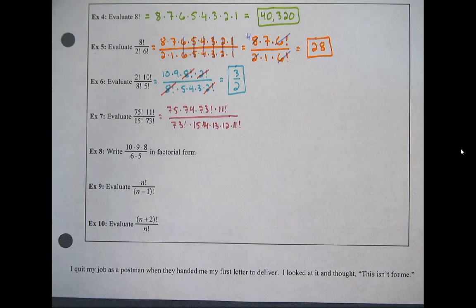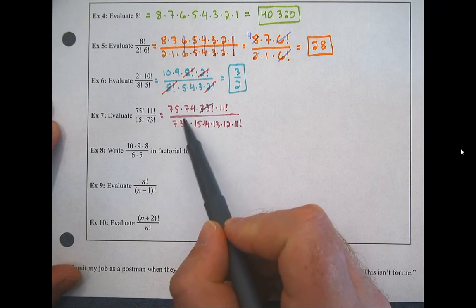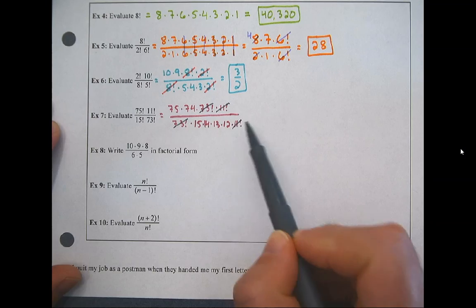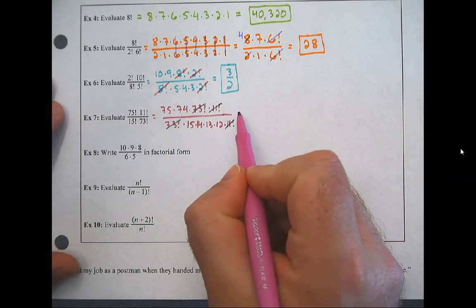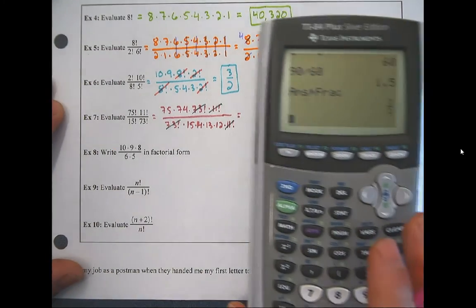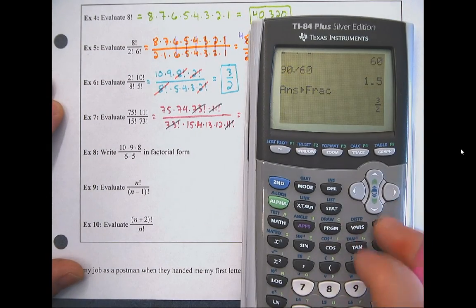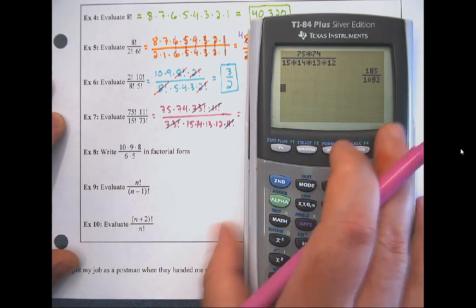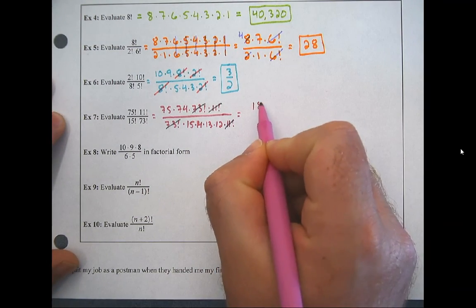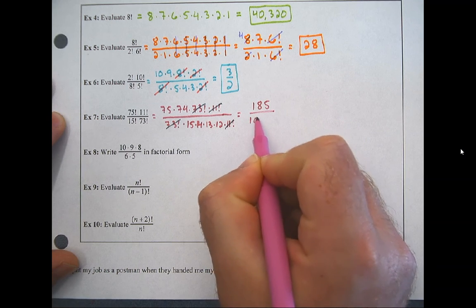So now let's see what we can kill off here. 73 factorial, 11 factorial. You could still cancel like 75 and 15. I know those reduce, but I'm going to go to my calc at this spot. I'm going to do it with the frac, or the fancy fraction button. 75 times 74 over 15 times 14 times 13 times 12. Frac it back to be 185 over 1092.